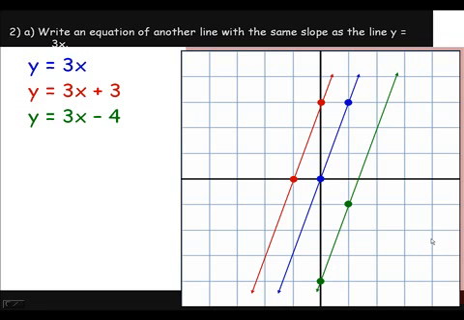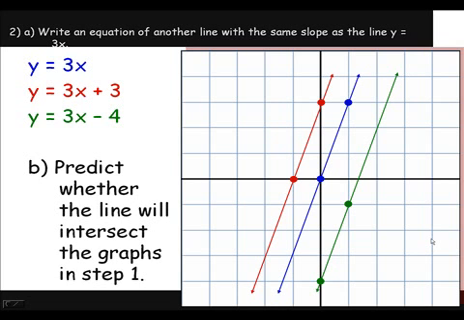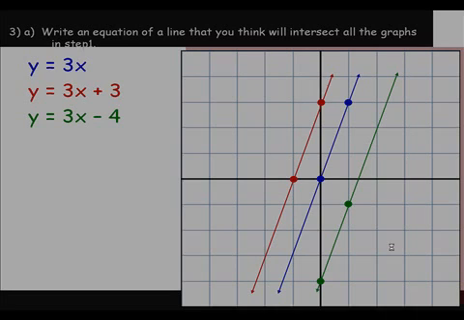Write an equation of another line with the same slope as the line y equals 3x. Predict whether that line will intersect the graph in step 1. Well, if we pick any equation, y equals 3x plus or minus any other number than 0, 3, or -4, we'll have something that's parallel.